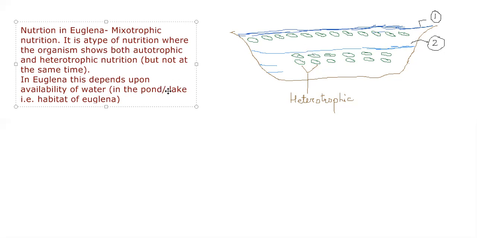This is the answer. In euglena, the nutrition depends upon the availability of water in ponds or lakes, that is, in the habitat of euglena. If water reduces, then the organism becomes heterotrophic because of this shadowing effect. There would be euglena under euglena. So this is what happens, right?